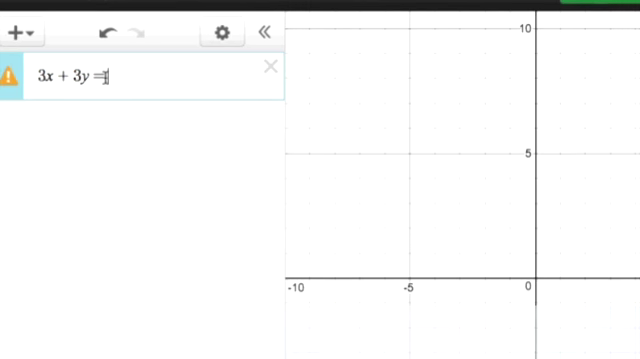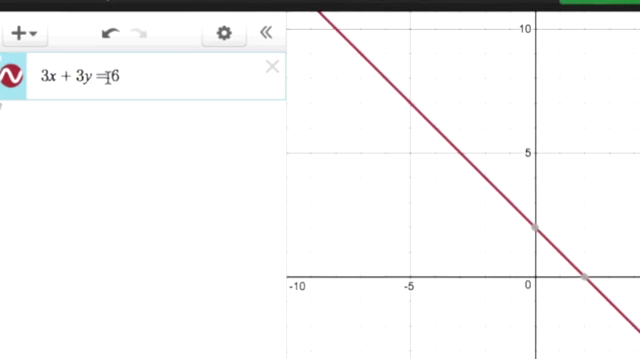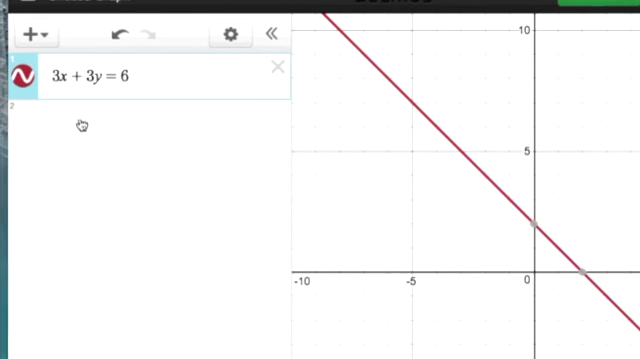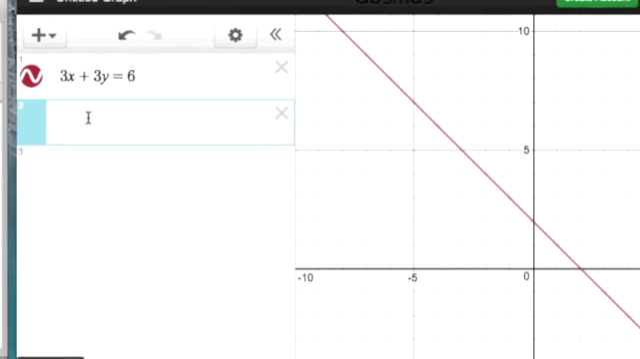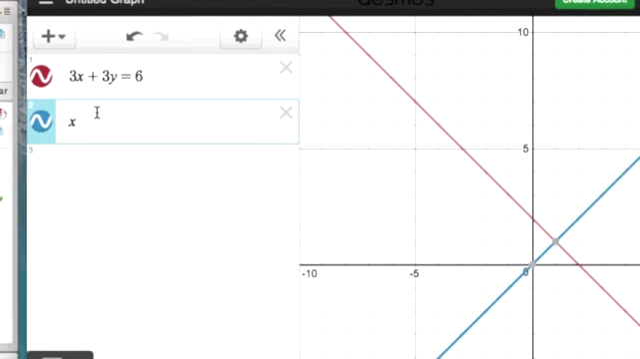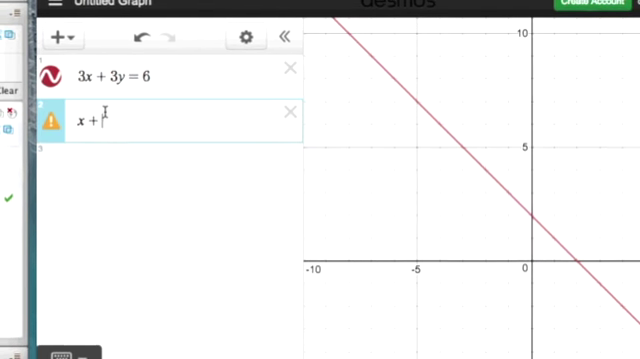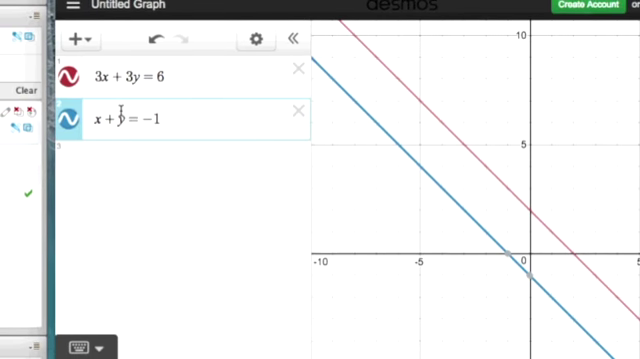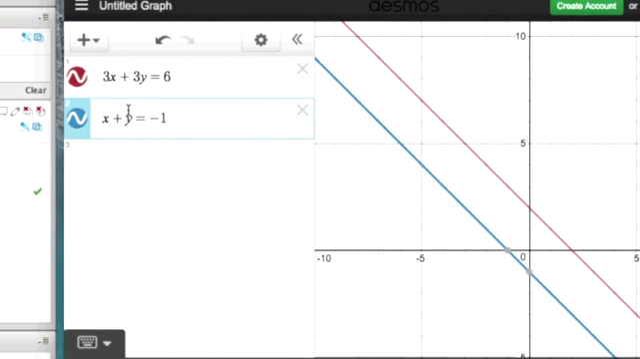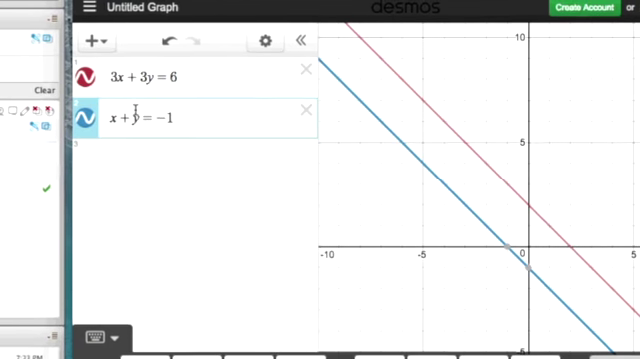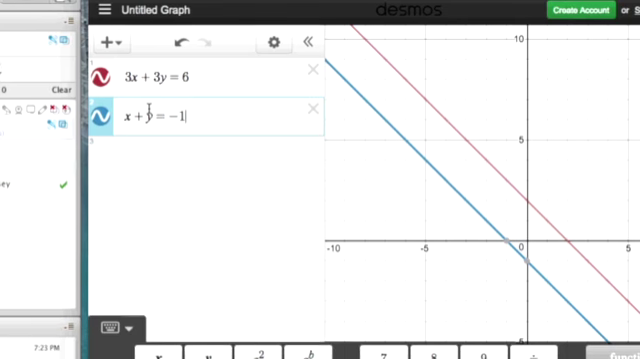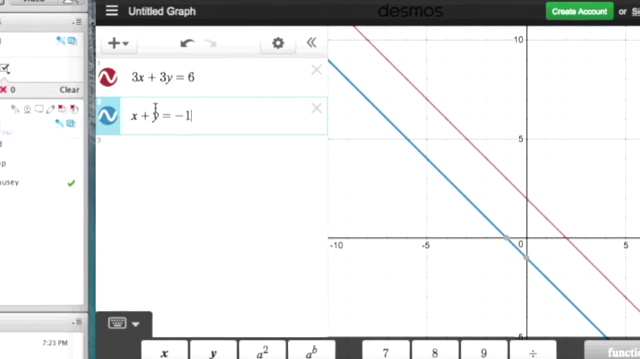3x plus 3y equals 6. Okay, great. You can see the red line. And then the other one was x plus y equals -1. Aha! Beautiful. Blue and red lines, parallel, easy to see.